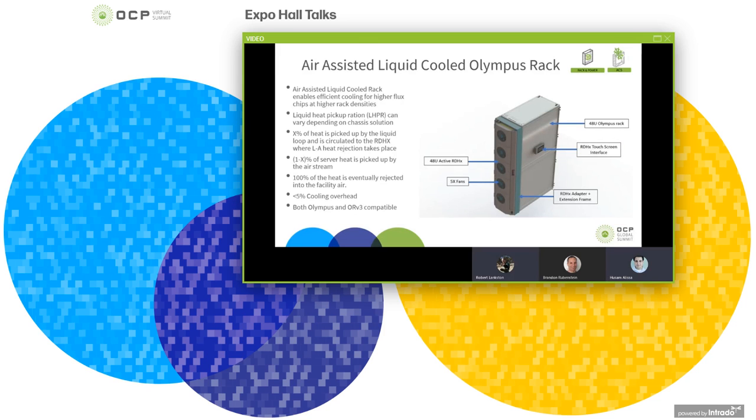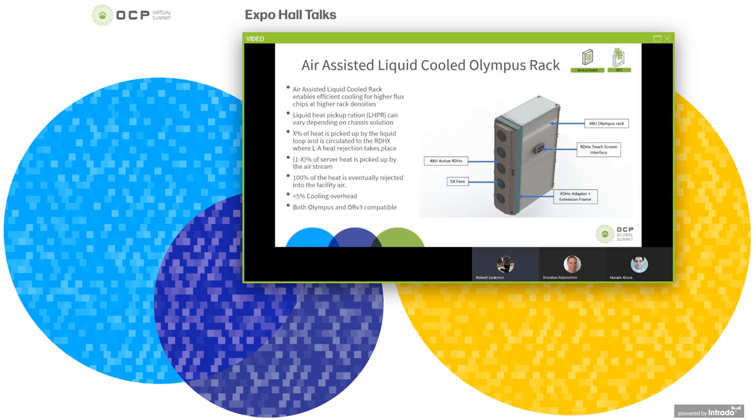As Sam mentioned, the goal behind the air-assisted liquid cooled rack is to provide open-loop liquid cooling levels of performance in an air-cooled data center in order to enable higher heat flux chips. This is accomplished by using a rack-sized heat exchanger and centralized pumping system to maximize performance and efficiency.